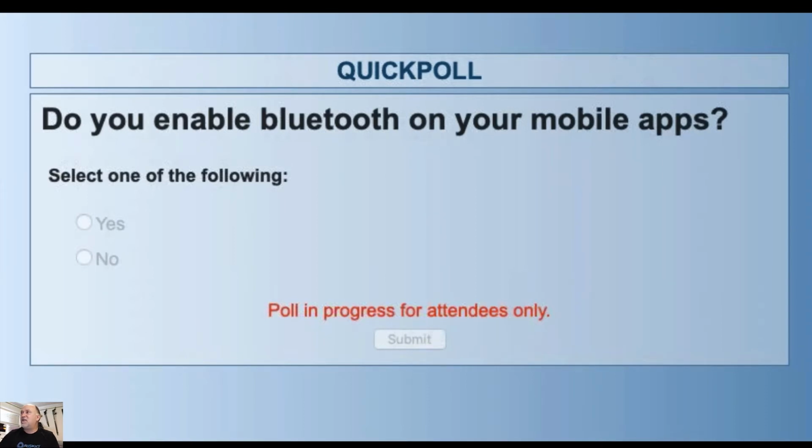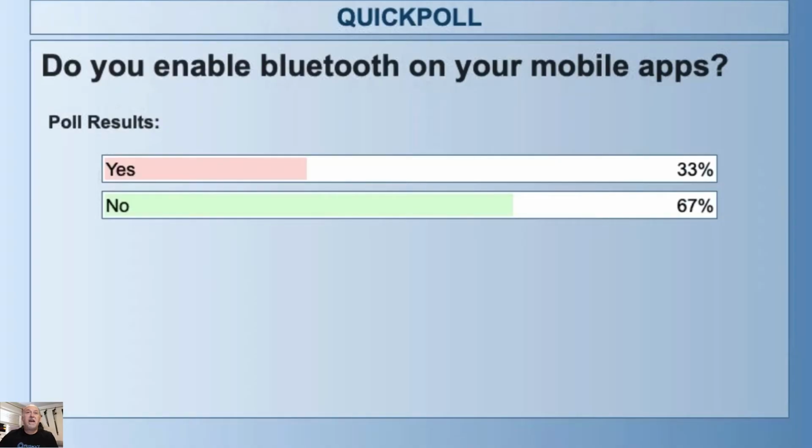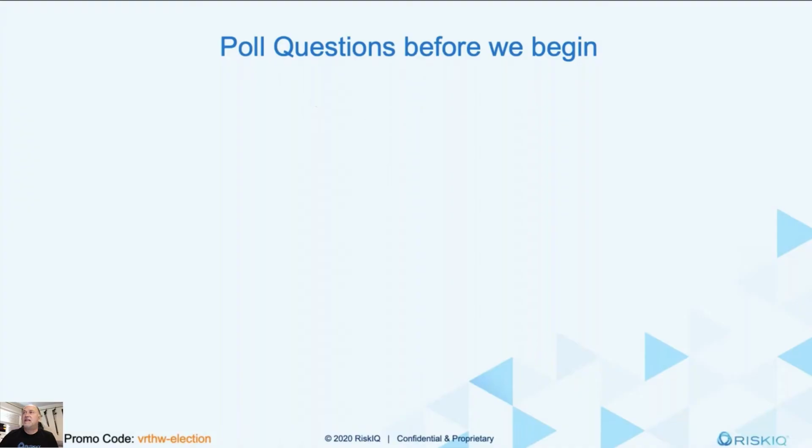Okay, here's a good one that most of you don't think about. When you use the app and it says, hey, I want to use Bluetooth to find devices that are nearby and to figure out your location sometimes, do you enable it or no? Okay, 33% yes, 67% no. That no was pretty high. I was shocked to see that.